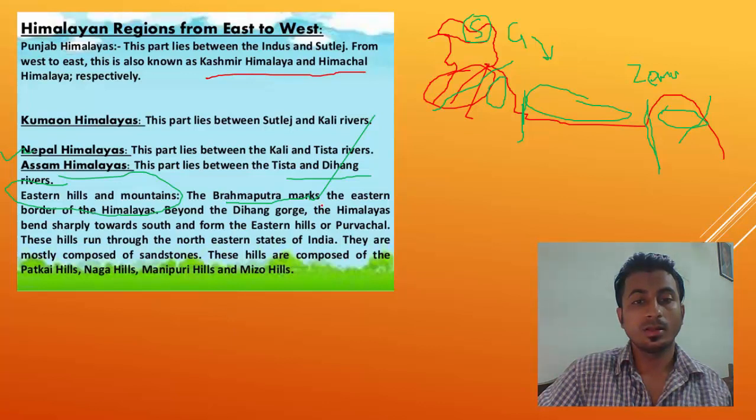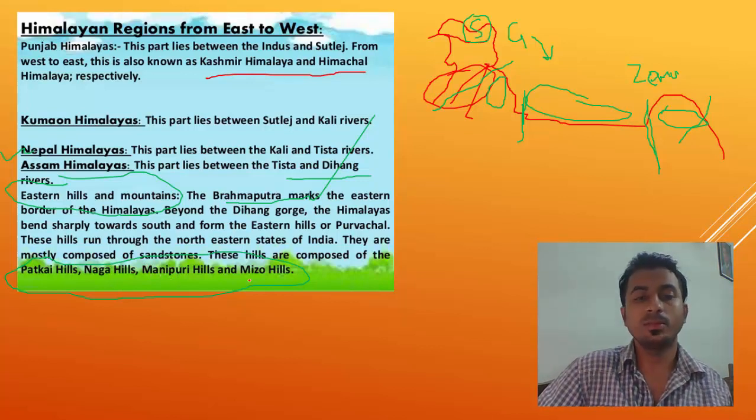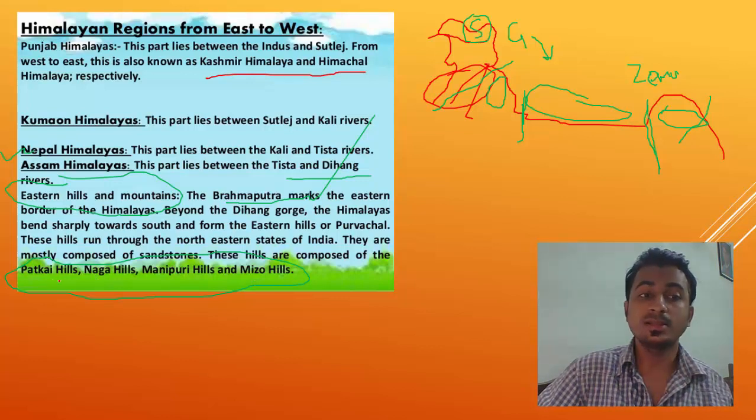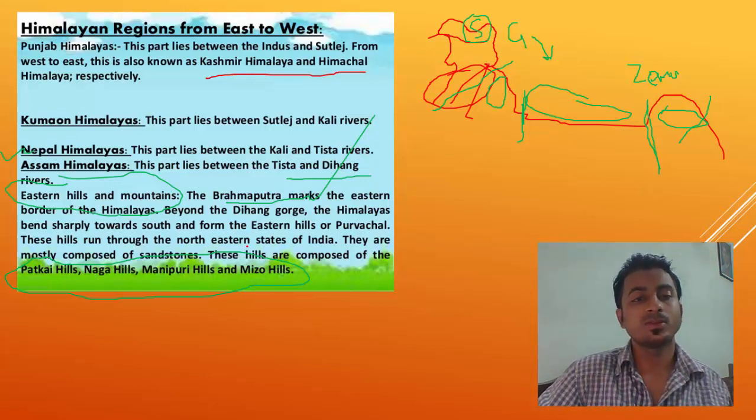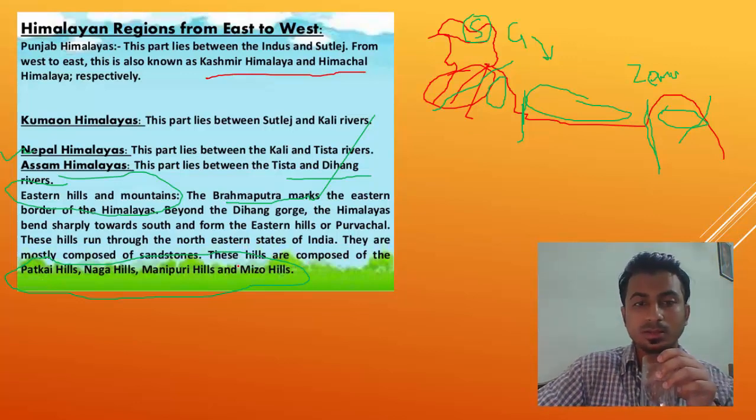They are also known as Purvanchal hills, and they are composed of, you can remember this, Patkai, Naga, Manipur, Mizo. Why is it easy to remember? Because Manipur is a state, Manipur hills. Mizoram is a state, Mizo hills. Nagaland is a state, Naga hills. And Patkai, you can remember, is in Arunachal Pradesh. So you can remember the names of these hills.